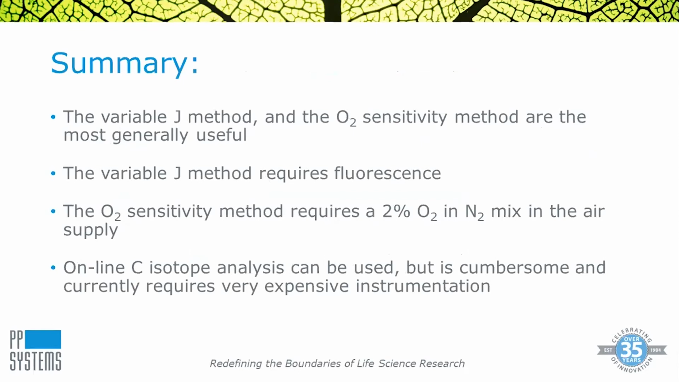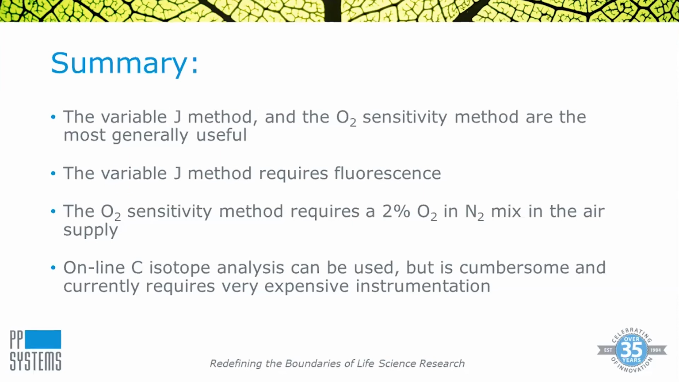Okay, so in summary, the variable J method and the oxygen sensitivity method are the most generally useful. By that I mean they work well at a range of temperatures or light intensities or CO2 concentrations. The variable J method does require the fluorescence, but it's a fairly simple fluorescence measurement to set up and use. The oxygen sensitivity method requires a 2% oxygen and nitrogen mix to be piped into the inlet air supply. But that's cheap stuff, and you just buy a small bottle of it and it lasts a long time.